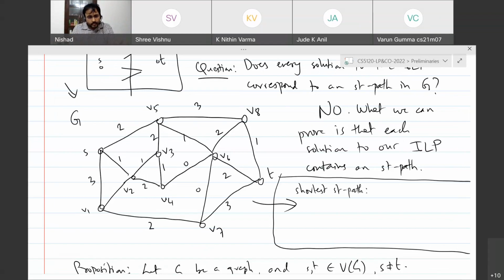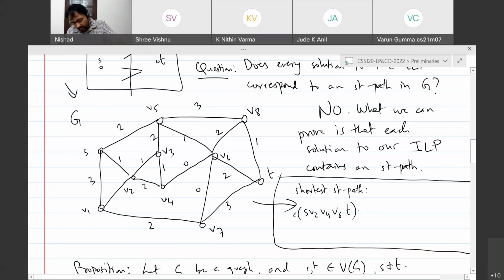I mean, one could be S, V2, V4, VT, and T. Okay, that in fact is a correct one. S to V2 to V4 to V6 to T, right? And the cost of this is 5. Okay. So the cost of this path is 5.